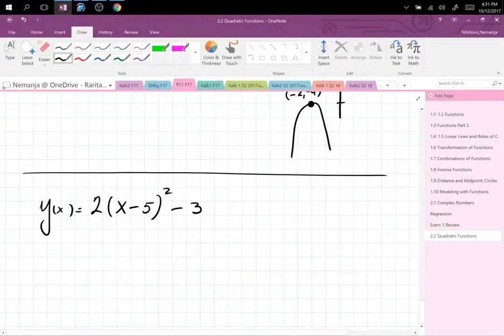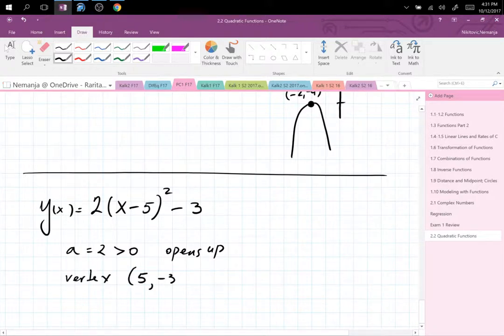A is equal to 2, which is larger than 0. What does that mean? Opens up. What else do I know? The vertex, which is 5, -3. Nice. Well, that's what you do. That's when you compare the formula. So vertex, open up. Is it min or max? Min.